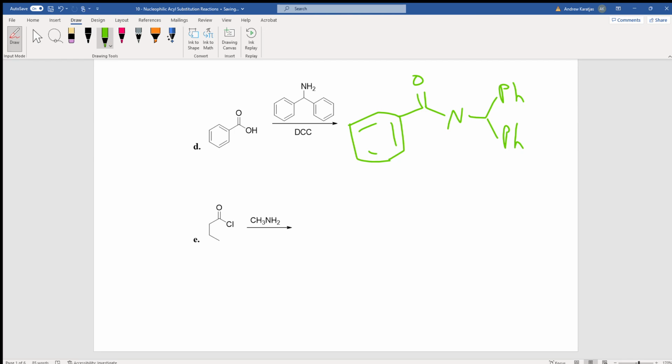And then part E, we have an acid chloride with an amine. The same way in part B that an alcohol can displace the chloride of an acid chloride to form an ester, an amine can do the same thing to form an amide.